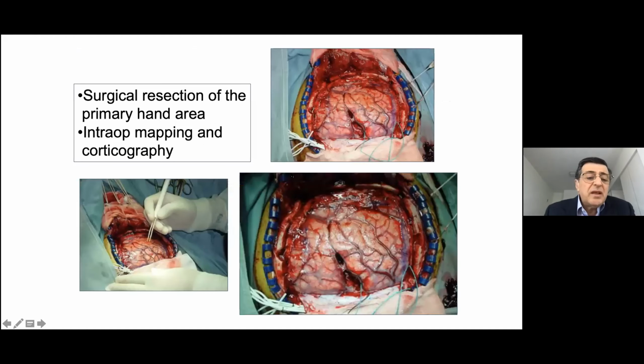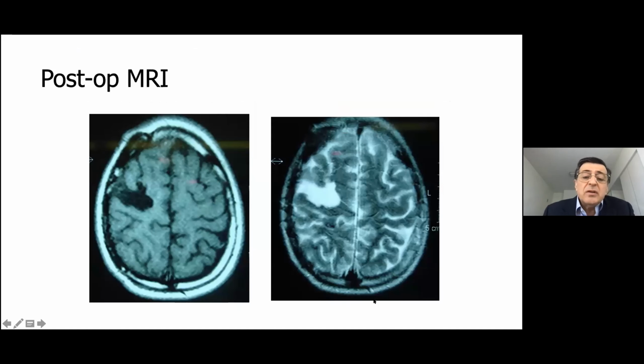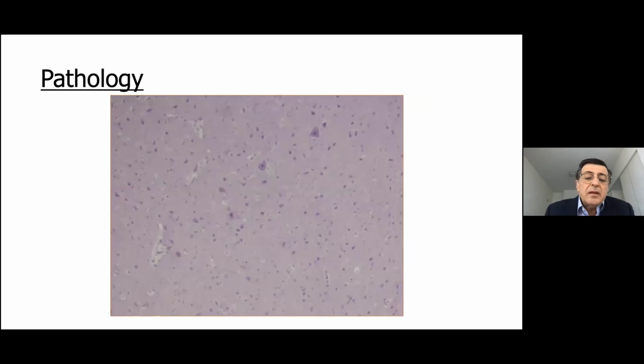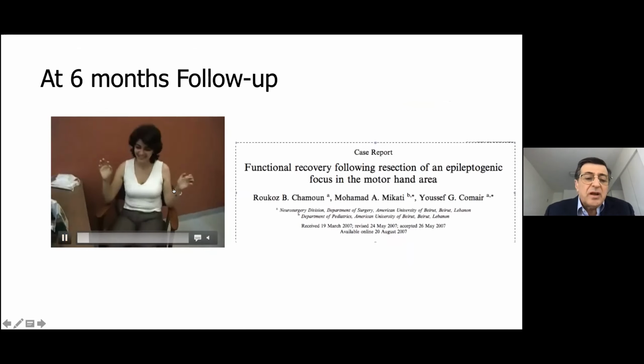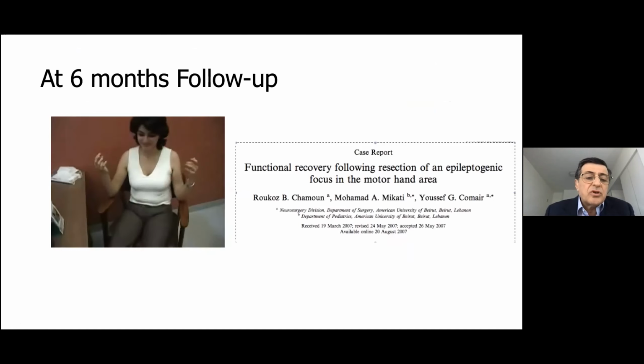So we went ahead and reoperated on her, and upon removal of the plate, under local anesthesia, resected the hand area, and this is the post-op MRI, sparing the leg area. So the face and hand areas were resected, sparing the leg area. Pathology was dysplasia, and she went on to make a very excellent recovery of her right hand. She was totally plegic in the right hand immediately after surgery.